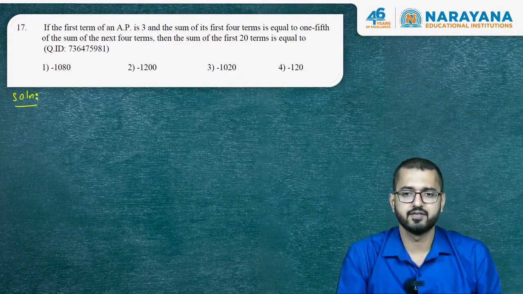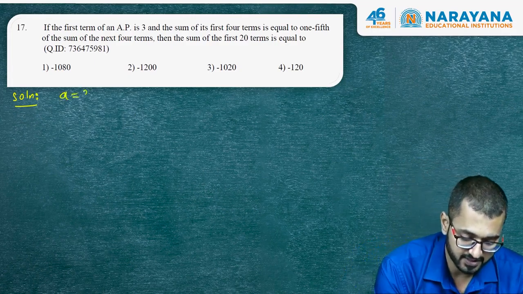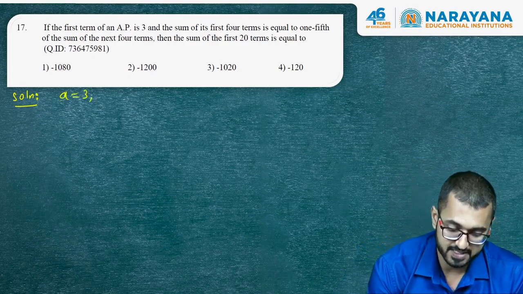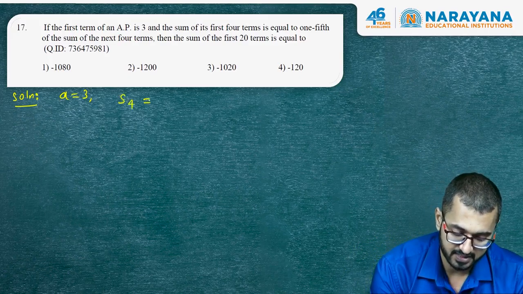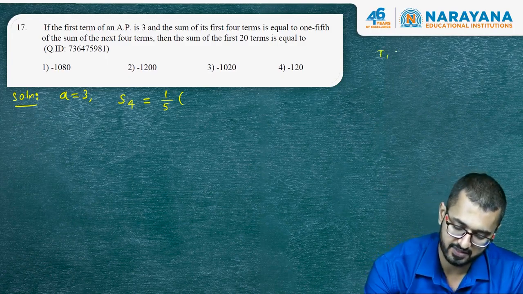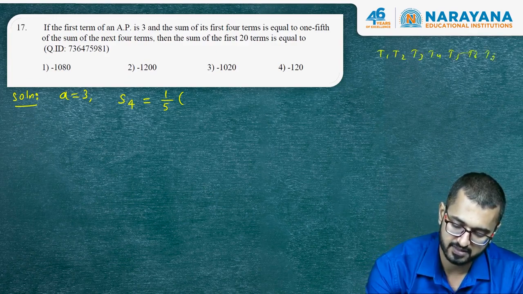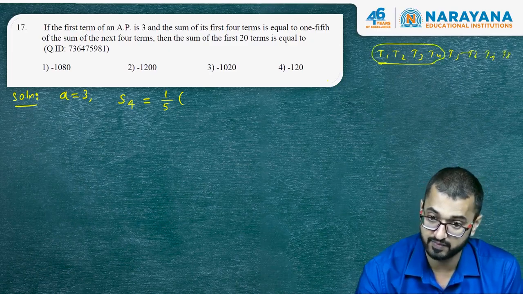Question number 17. If the first term of an AP is 3, so yes, a is equal to 3. Next, the sum of the first 4 terms is equal to 1/5 of the sum of the next 4 terms. So it is like this. Let us say I have t1, t2, t3, t4, t5, t6, t7, t8. The sum of the first 4 terms we know, S4 is 1/5 of the sum of the next 4.